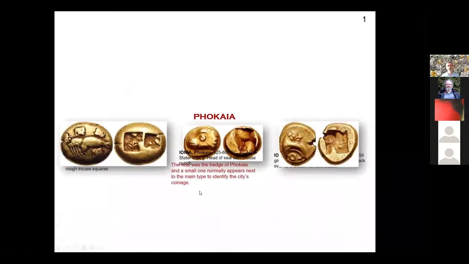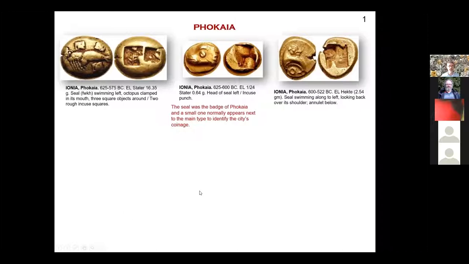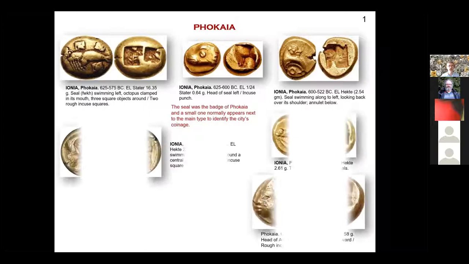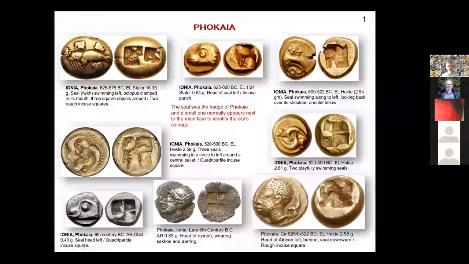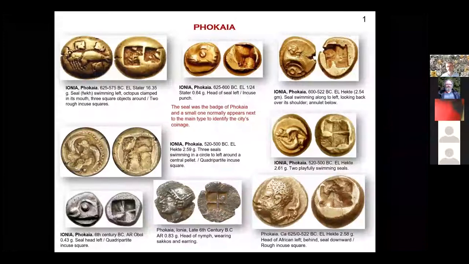You have Phocaea, modern Foça in Turkey. The seal was the badge of this city, and a small one normally appears next to the main type to identify the city's coinage. And from early on, you see a seal on the coinage of this city. They didn't only mint electrum coins, they also minted silver coins. And as you see, they minted coins in many denominations to accommodate and facilitate commerce.